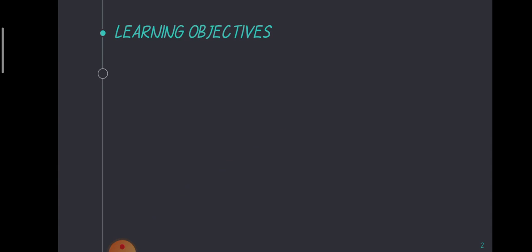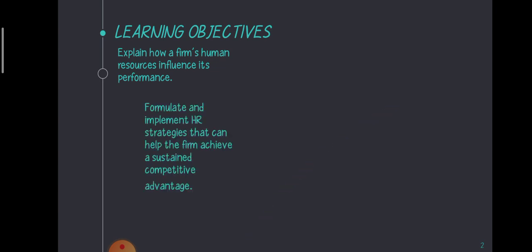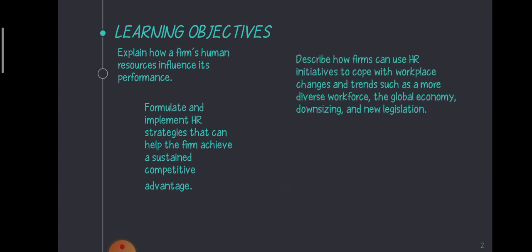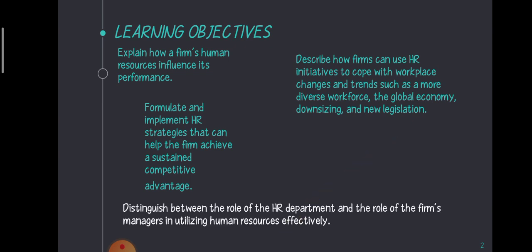Now, the learning objectives of this module are the following. First, explain how a firm's human resources influence its performance. Formulate and implement HR strategies that can help the firm achieve a sustained competitive advantage. Describe how firms can use HR initiatives to cope with workplace changes and trends such as a more diverse workforce, the global economy, downsizing, and new legislation.